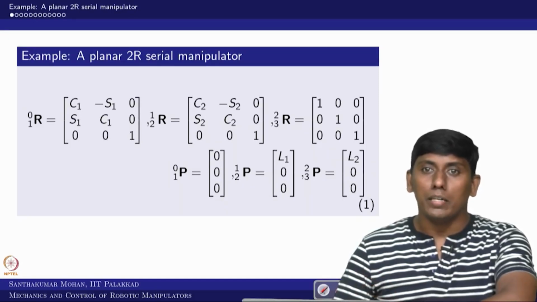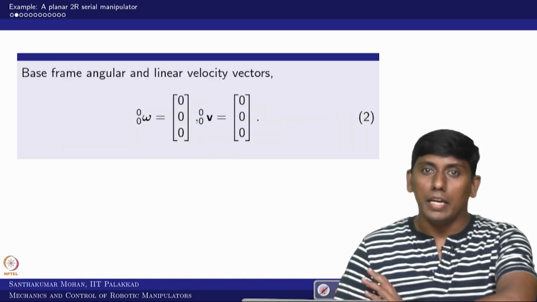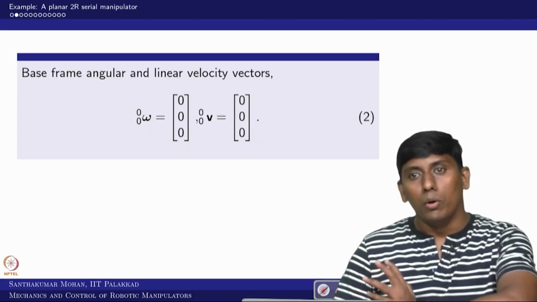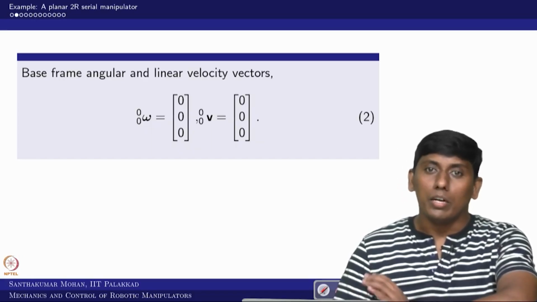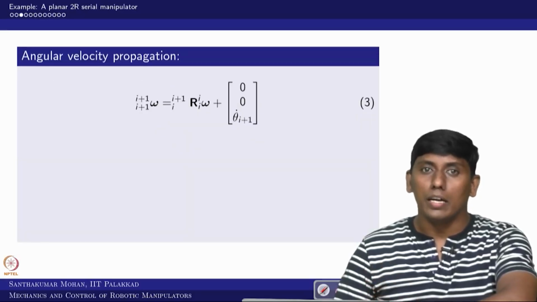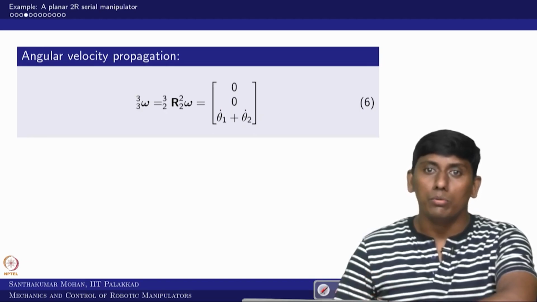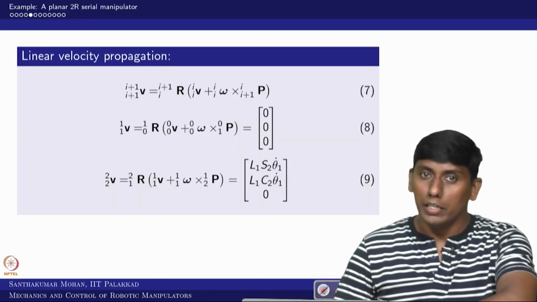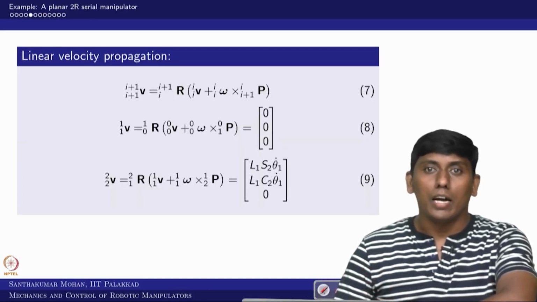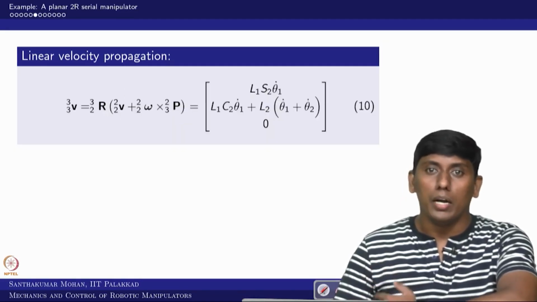The 2R serial manipulator has two rotary joints. These are the rotation matrices and the position vectors. Based on this, if we take the base velocities, both angular velocity and linear velocity, as 0, then we can propagate the model based on the angular velocity propagation, where we start with omega 1, omega 2 and then omega 3. Similarly, we can start with the linear velocity propagation model, where we start from the base linear velocity 0, and then propagate V1, V2 and V3.